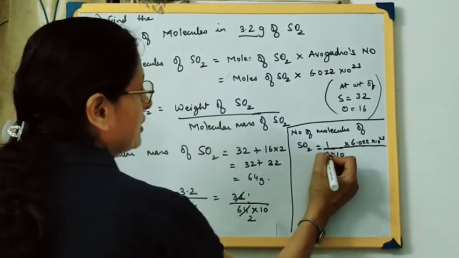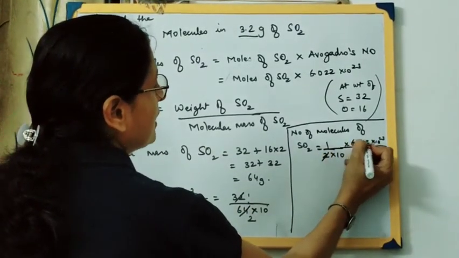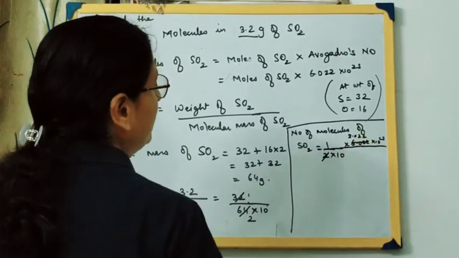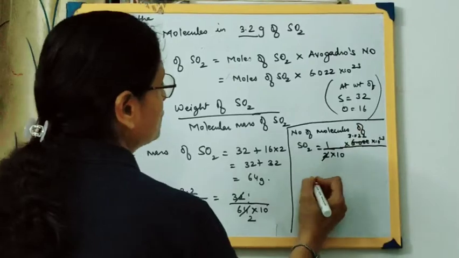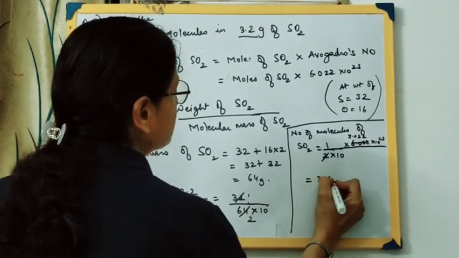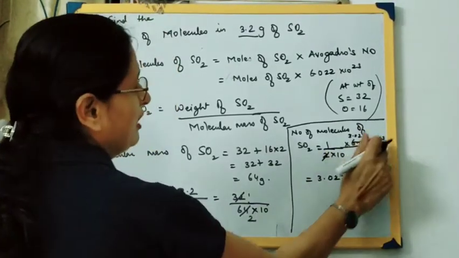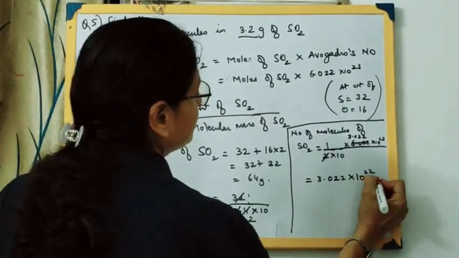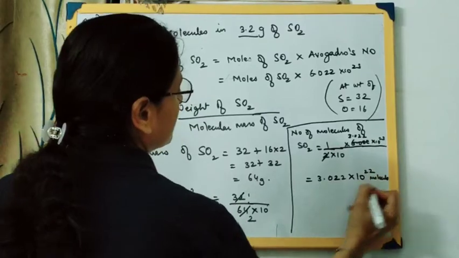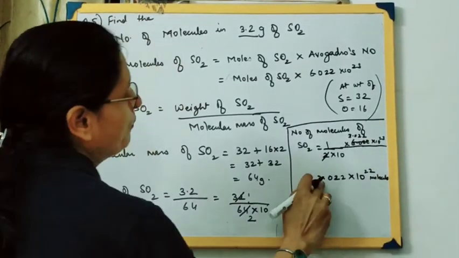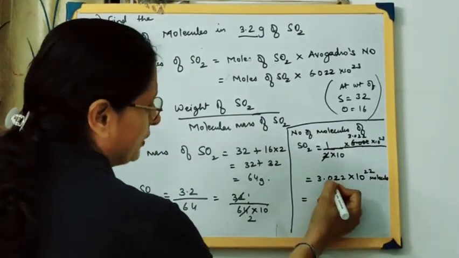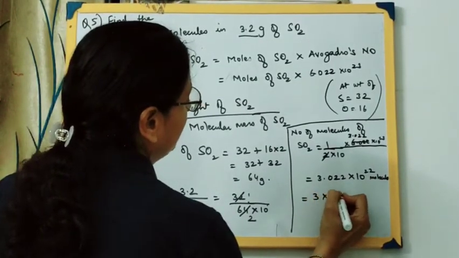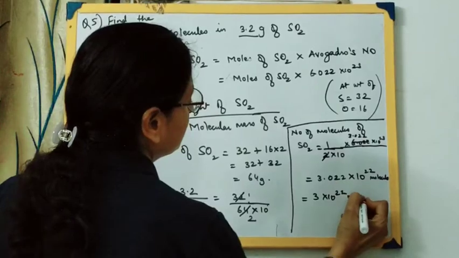So we will be getting 2 ones are 2, 2 threes are 6. So 3.022 into 10 to the power 23, and this 10 when it comes up, so this will be 3.022 into 10 to the power 22 molecules. You can either leave it in this way, or to make it more simple, that is 3 into 10 to the power 22 molecules.